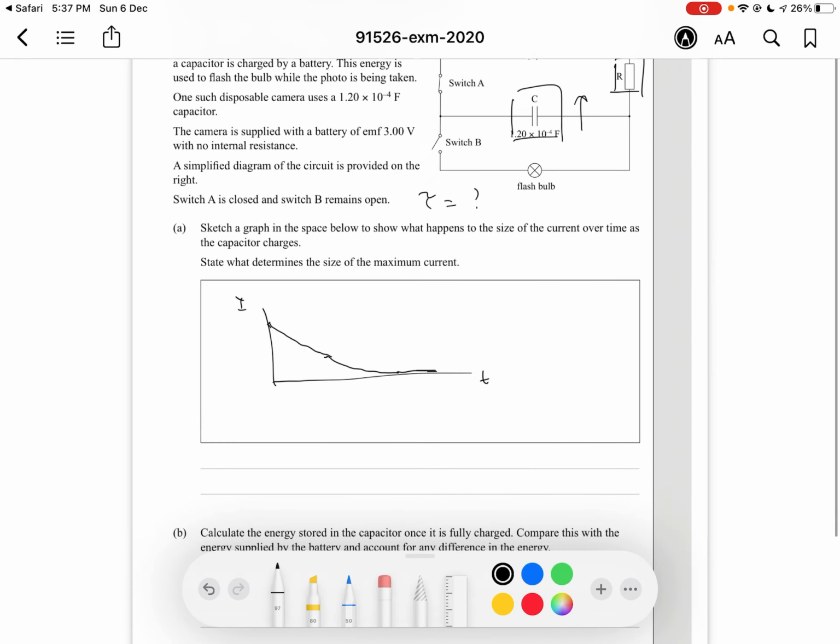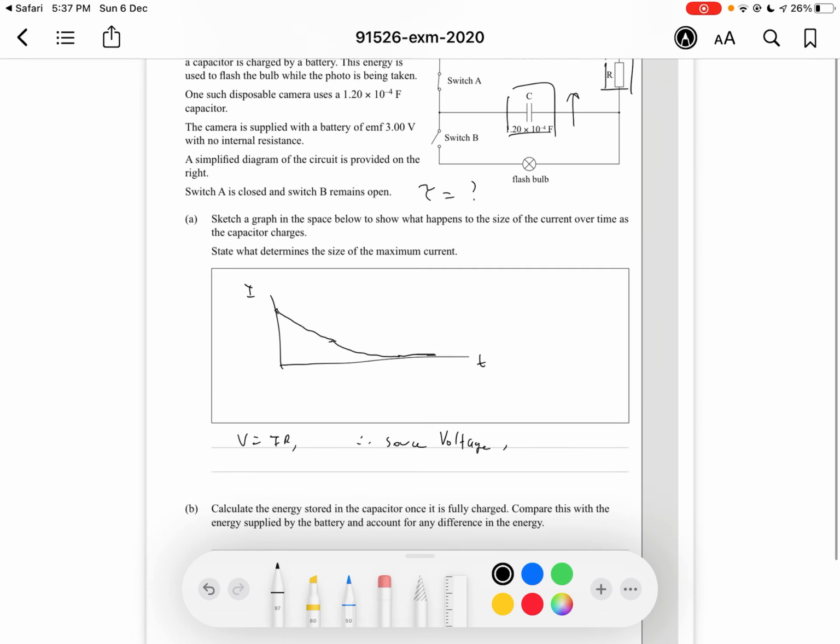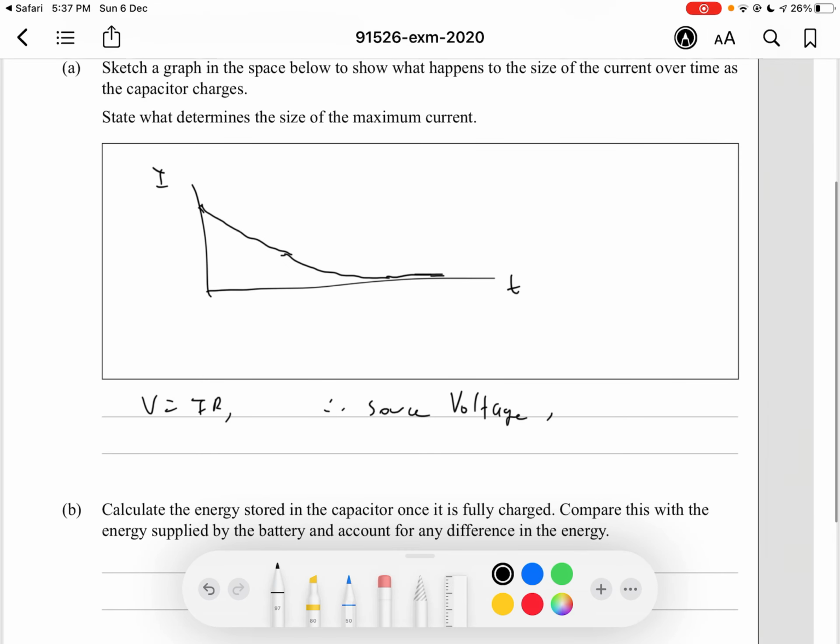So what determines the size of the maximum current? The two things that determine the size of the current, you can just say V equals IR. So that's the source voltage, and the resistance, okay? So that's the resistor, this is the size of the resistance.